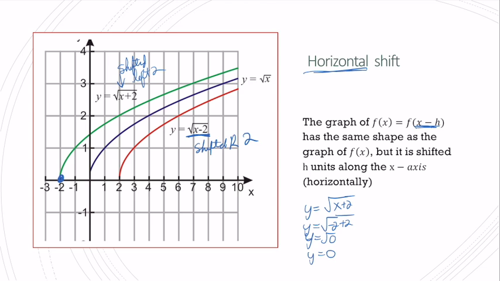The same thing would be true for the one that's shifted to the right. If I have y equals the square root of x minus 2, what would I need to substitute in for x to make that 0? Well, that would be a positive 2. So when x is positive 2, that's why y is 0.